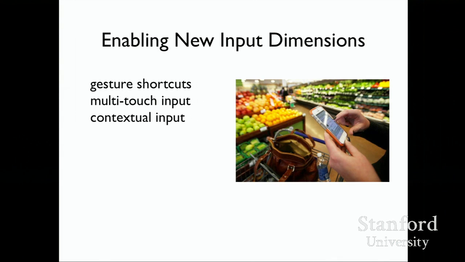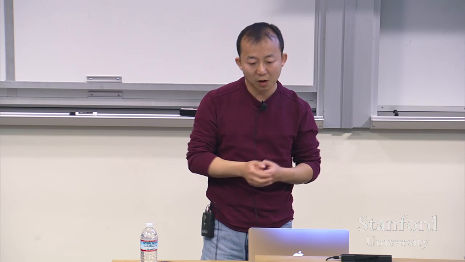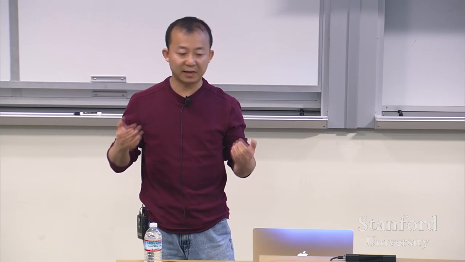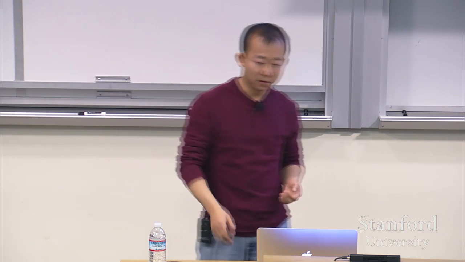In addition to looking at explicit user input, it's important to expand the interaction bandwidth by learning from user behaviors to optimize the UI in the background. For example, by knowing the user is shopping in the grocery store, we can better adapt the application for the user at that time.